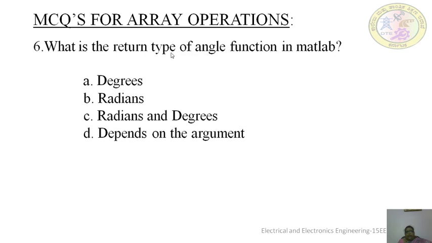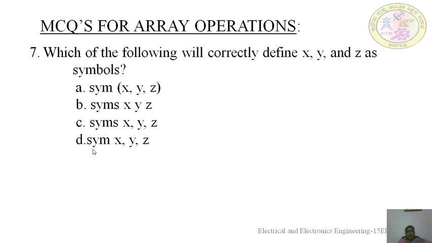Then what is the return type of the angle function in MATLAB? It is always in radians. So the answer is B. Which of the following will correctly define X, Y and Z as symbols? It is B, syms X Y Z. Such symbols we are going to use in some particular programs, like when we are using differentiation and integration.